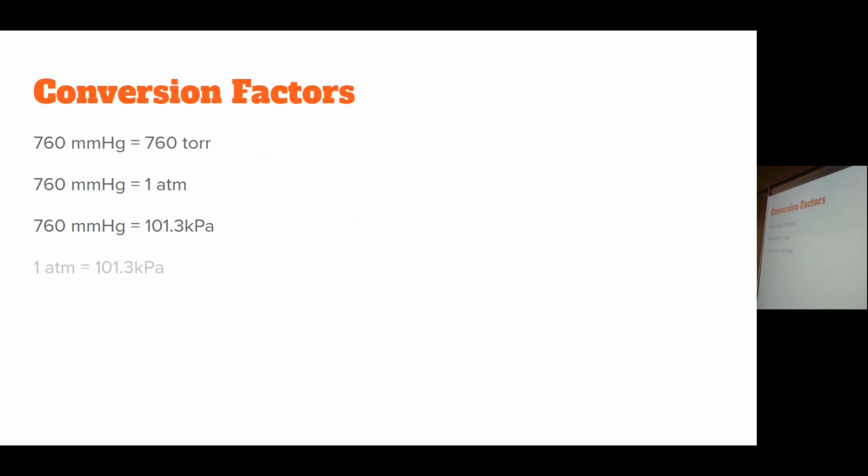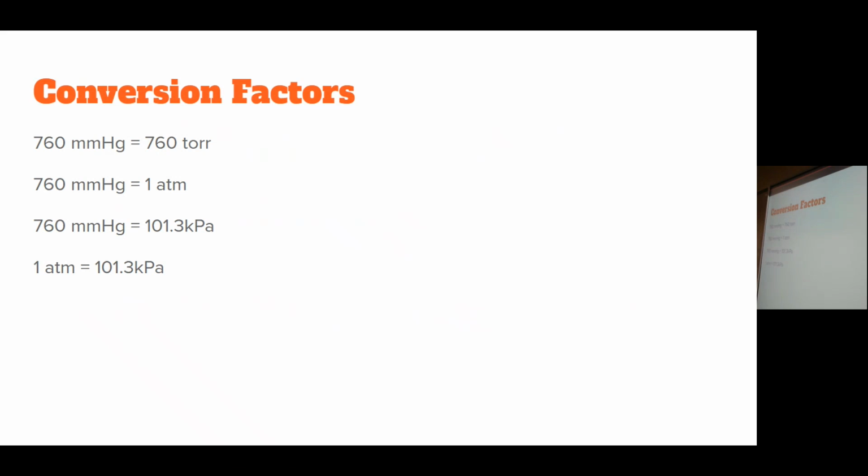So all of these have a relationship. So they have different conversion factors that we can apply mathematically. So like I said, millimeters mercury and torr are the same. So their conversion factor 760 is equal to 760 millimeters mercury, which is also equal to 1 atmosphere, and it's also equal to 101.3 kilopascals. So based on this, I can also draw the conclusion that 1 atmosphere is equivalent to 101.3 kilopascals.